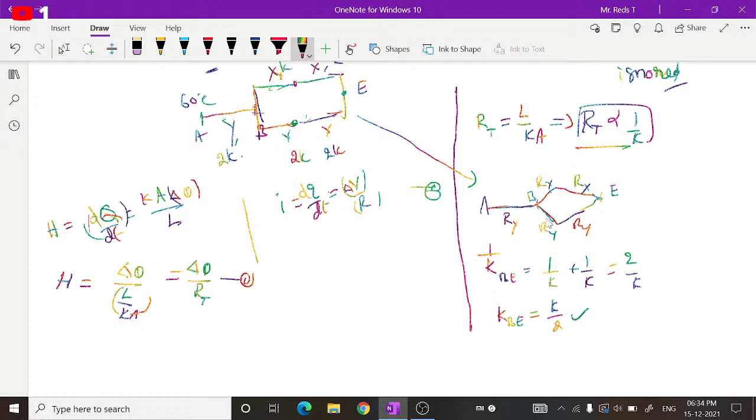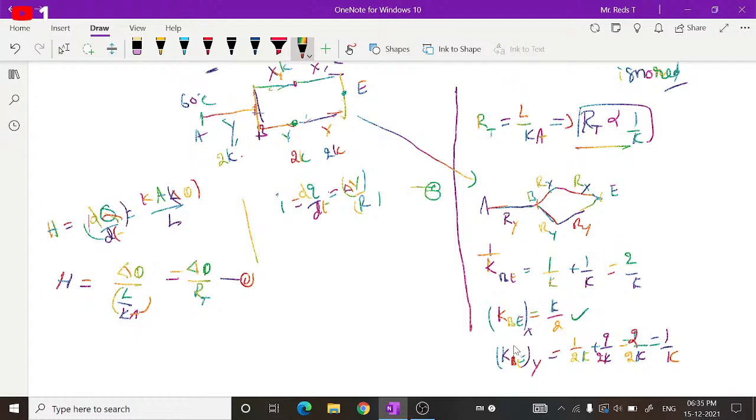Did you understand? Similarly, between B and E, two Y rods are there. Their thermal conductivities are 2K and 2K. The previous one is between B and E for the X rods. For the Y rods, the effective thermal conductivity is 1 by 2K plus 1 by 2K, which is 2 by 2K, which is equal to 1 by K. So this is actually the effective parallel combination.